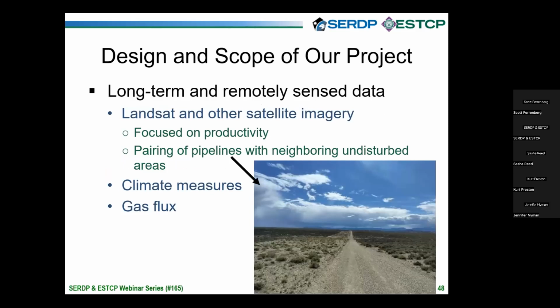In addition to that on the ground experimentation, Sasha mentioned that we used a lot of long-term and remotely sensed data. And one of those products that we used pretty heavily was the Landsat record, which now goes back over 40 years. We have primarily focused on metrics of productivity out of that Landsat record. And one of the really interesting and exciting pieces of our project, which is led by Tyson Terry and Peter Adler at Utah State University, is the use of pipelines across the Western United States.